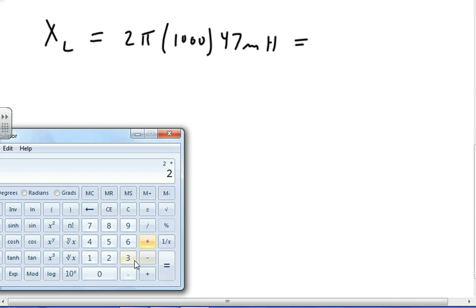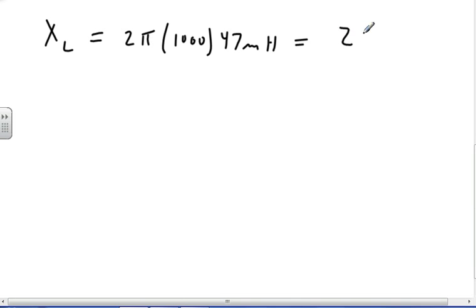2 times 3.141592 times 47 equals 295 ohms, angle 90 degrees.